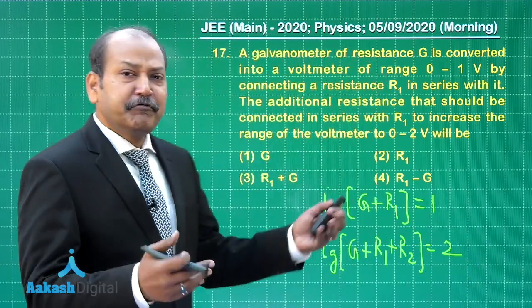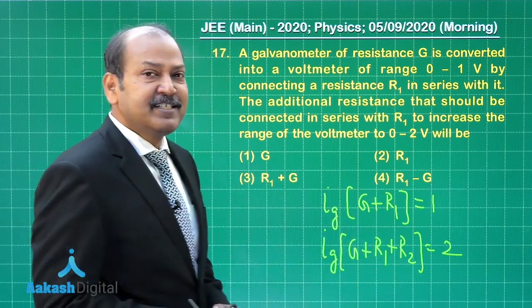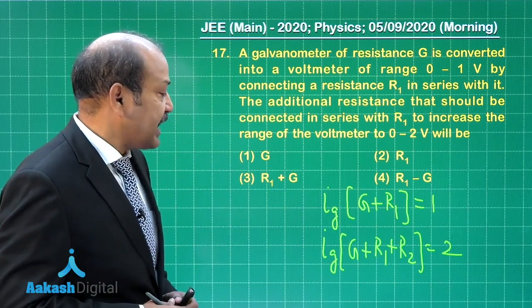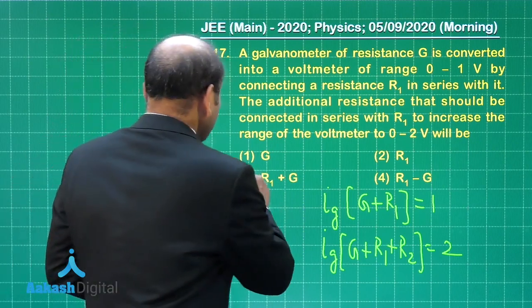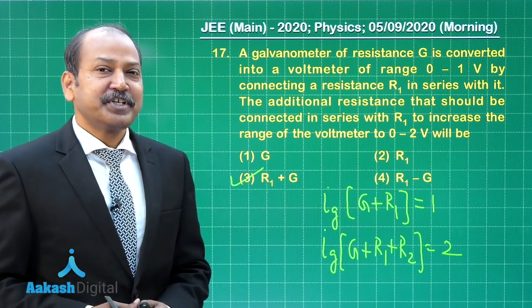Now from these two equations, it is very clear that the value of R2 that needs to be connected in series to increase the range to 2 volt is equal to in fact G plus R1, and that means option 3 is correct for question 17. Let us go to question number 18 now.